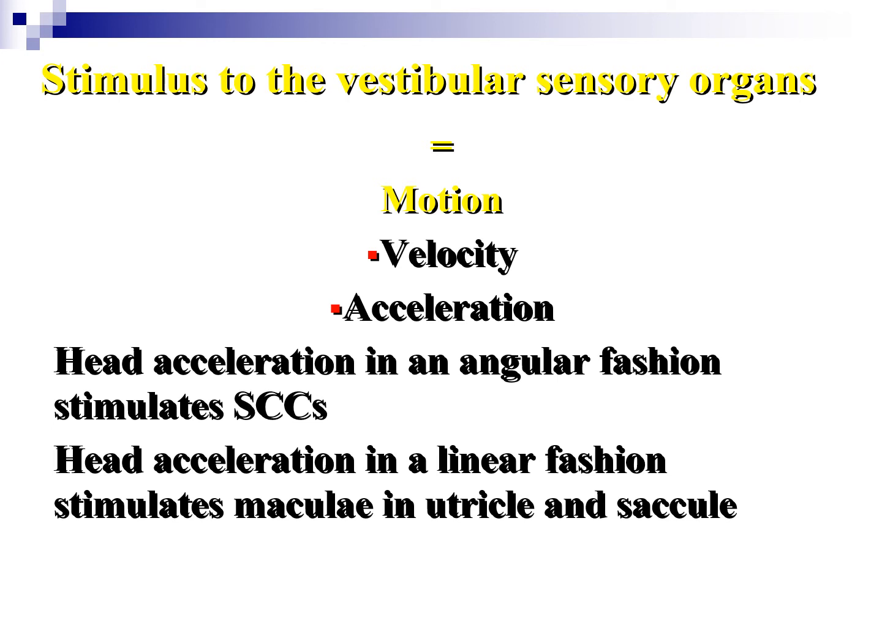While head acceleration or deceleration in a linear direction will stimulate the maculae in the utricle and saccule, and the detection of stimulation on one side and inhibition on the other side, or stimulation of one of the end organs and inhibition of the other, will allow the brain to detect the side and the direction of the linear movement.